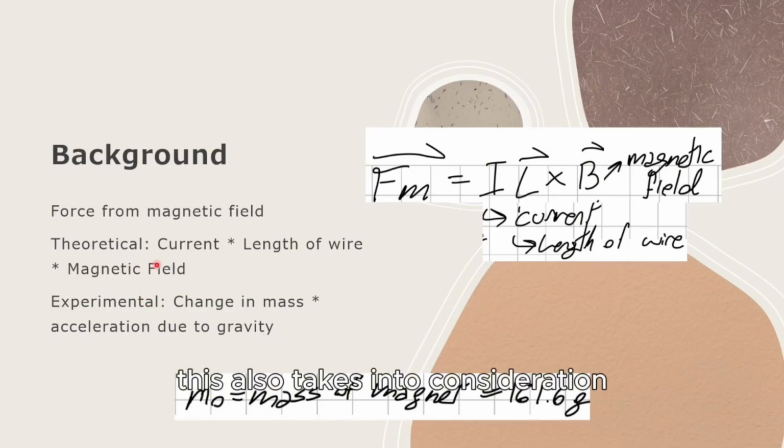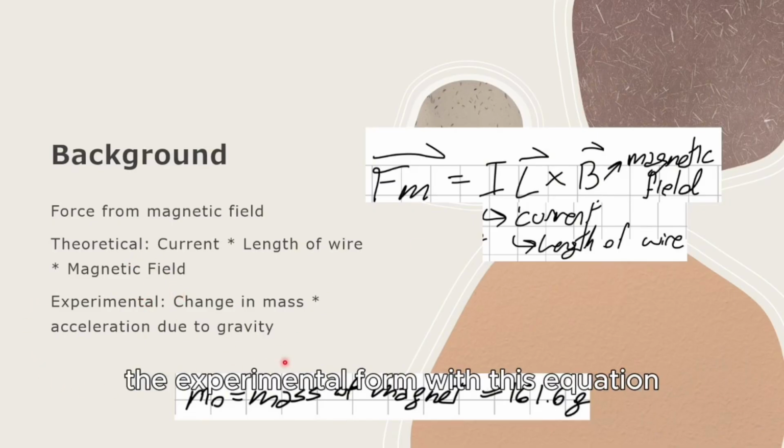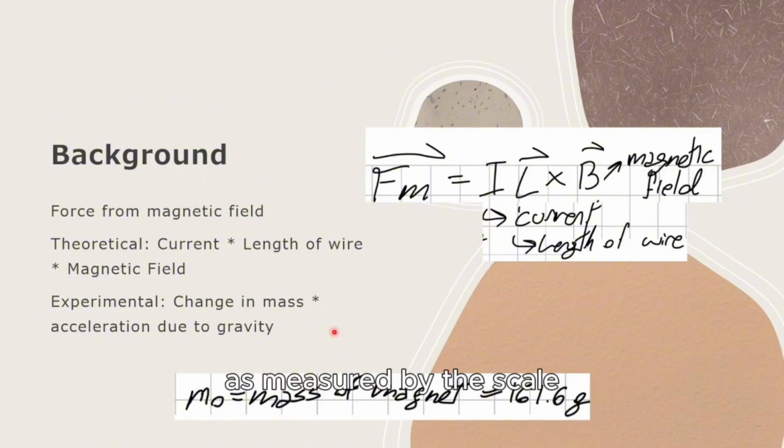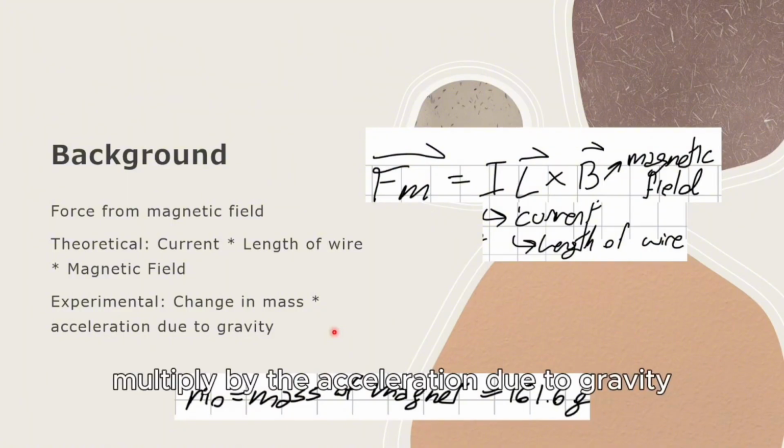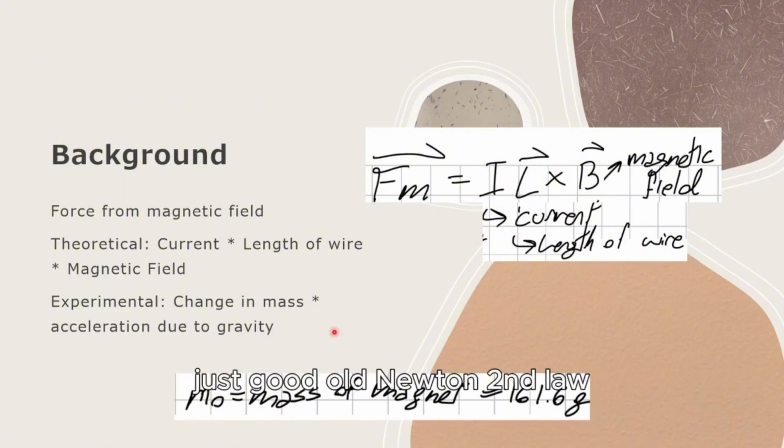This also takes into consideration the experimental form of this equation, that is basically just the change of mass as measured by the scale multiplied by the acceleration due to gravity, just good old Newton's second law.